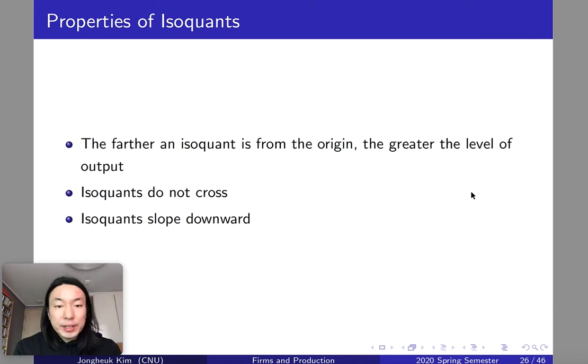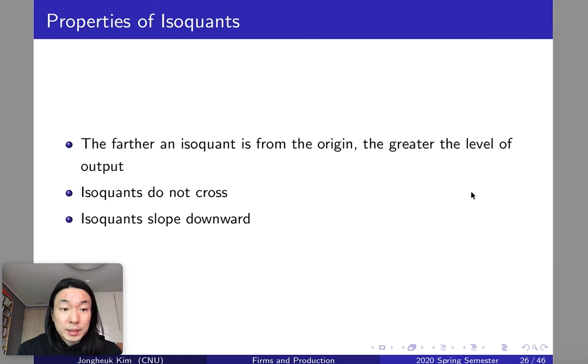As we already studied, the farther an isoquant is from the origin, the greater the level of output. It has the same properties as the indifference curve. And isoquants do not cross. It is also very similar to the indifference curve. And the isoquant slope is downward. It is also the same property as the indifference curve.